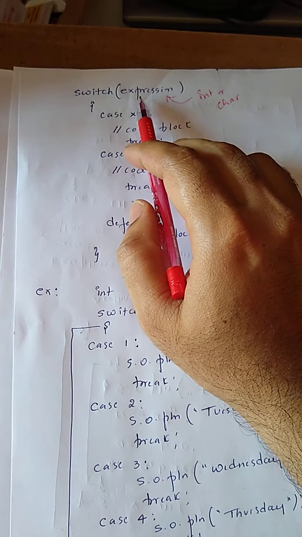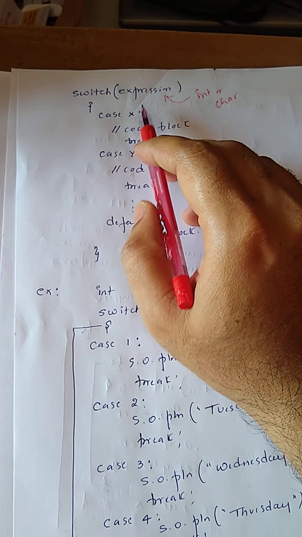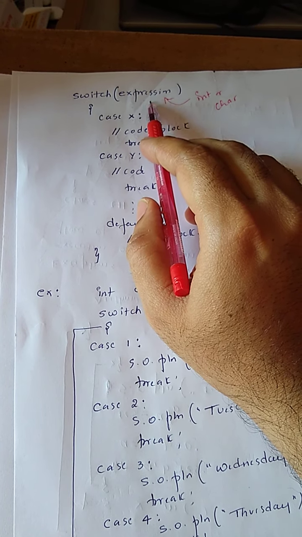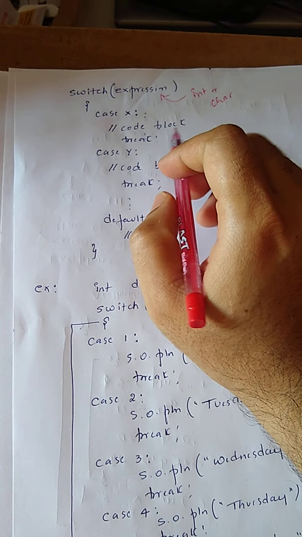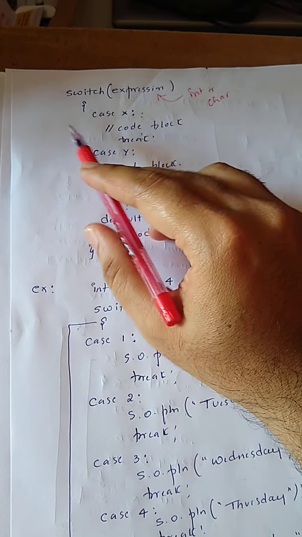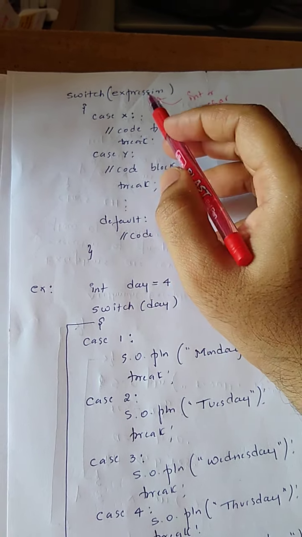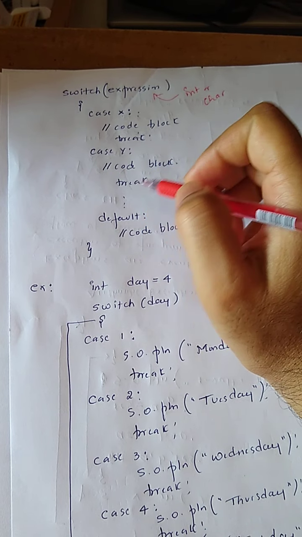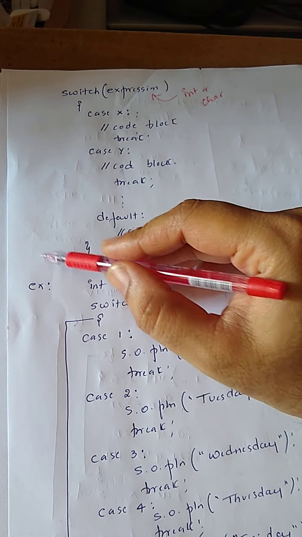Next, case x. Suppose the expression results in some value x, then this code block will be executed. Then we'll write break, and this will come out of your switch statement and continue with the next line after the closing bracket. Suppose the expression results in y, this code block will be executed. Then once it encounters break, it will come out of that switch statement.